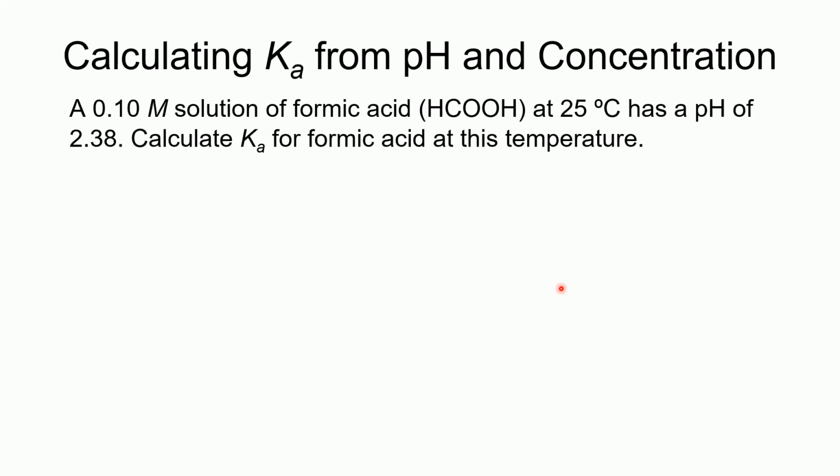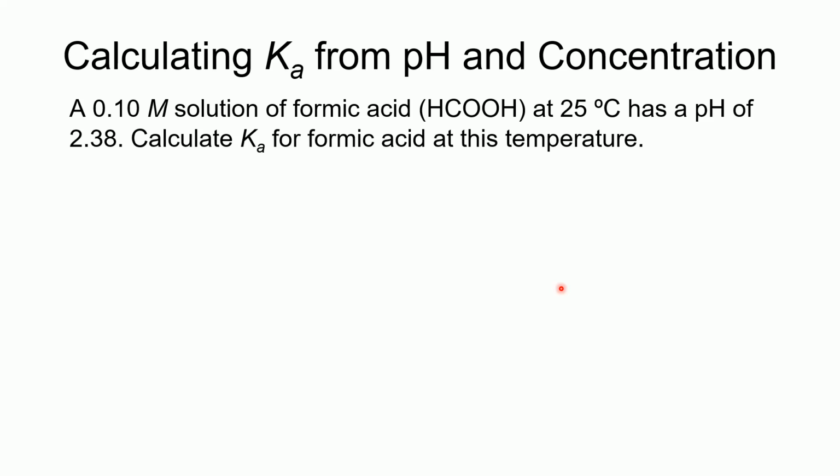All right, so here we've got a 0.10 molar solution of formic acid, 25 degrees Celsius. All of our calculations are going to be at 25 degrees Celsius. This is just verifying that that is true. pH of 2.38. Calculate Ka.